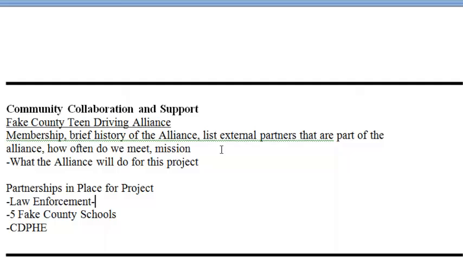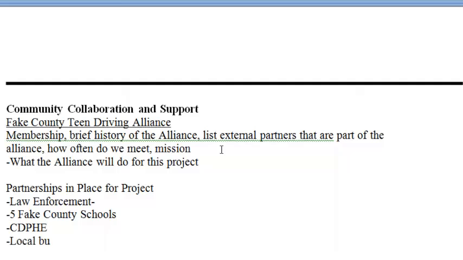And then Fake County Schools, if we could have a letter of support from each of the schools saying that they would already agree, that would be great. And the same with CDPHE in terms of the data. And as you're talking about this, it reminded me of a conversation we had earlier. If we're going to have the local businesses or the insurance companies contribute to our competition, we should probably list them as partners now too.